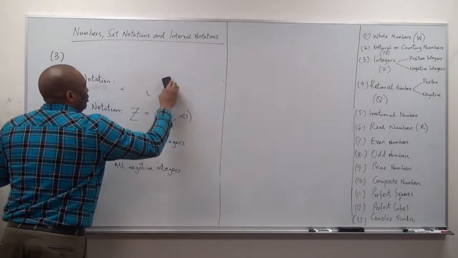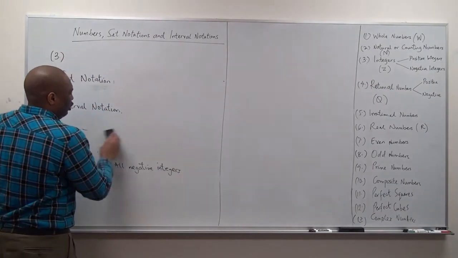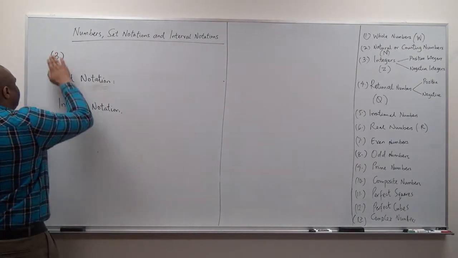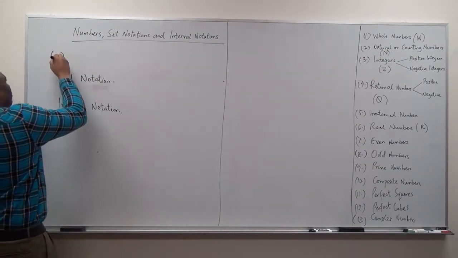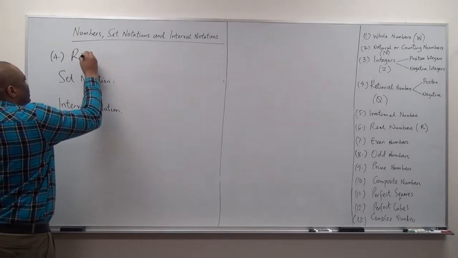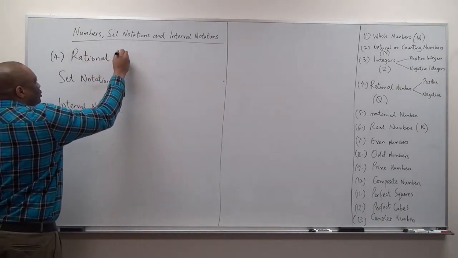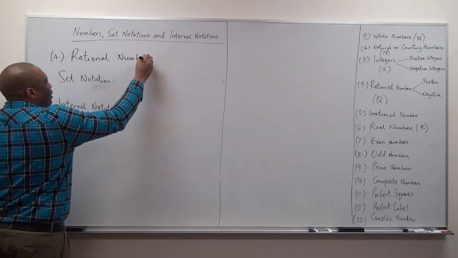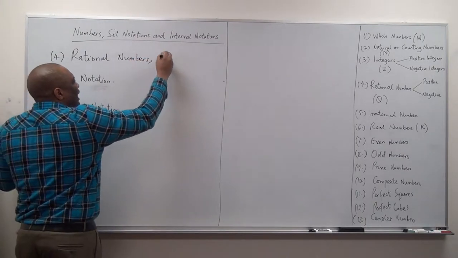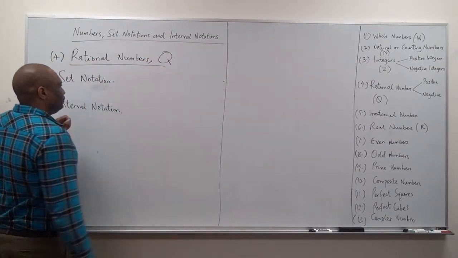The next one we are going to write now is rational numbers. Rational numbers are represented by Q.